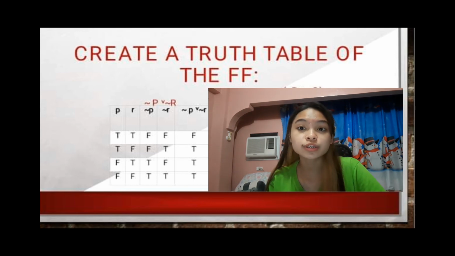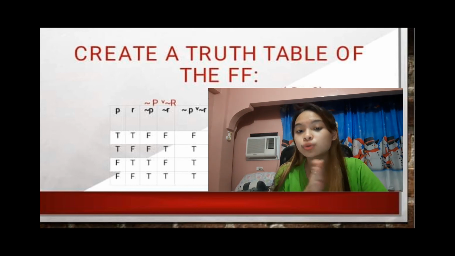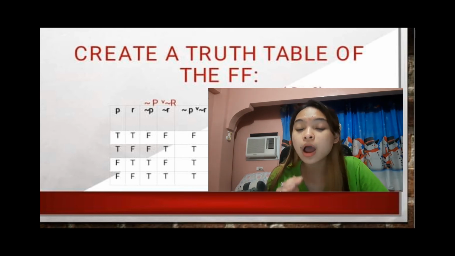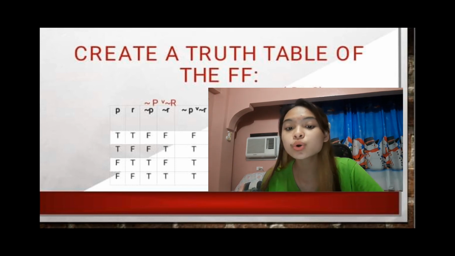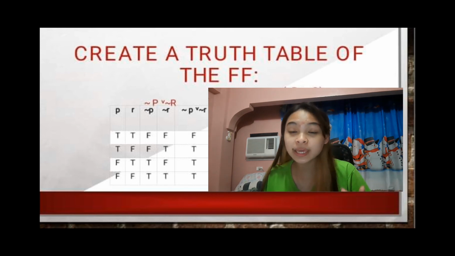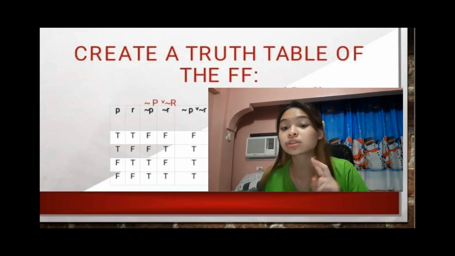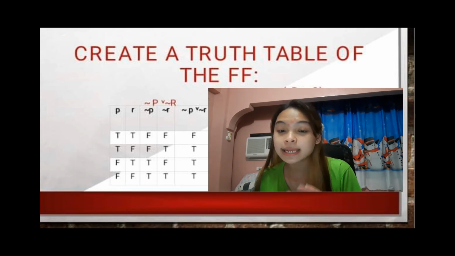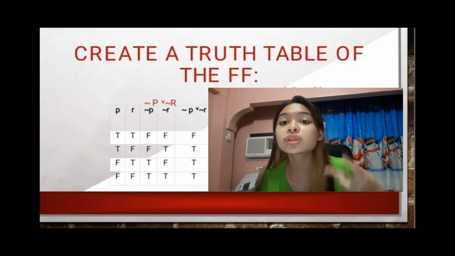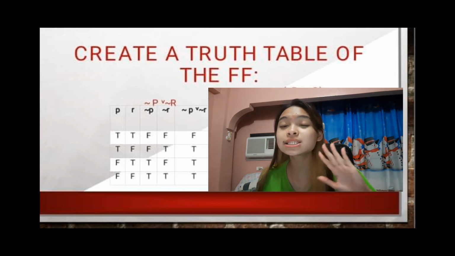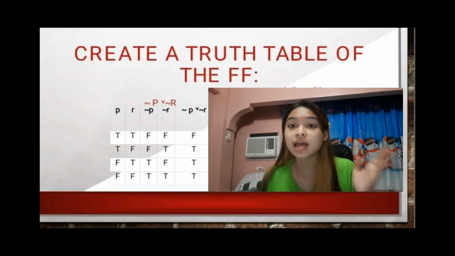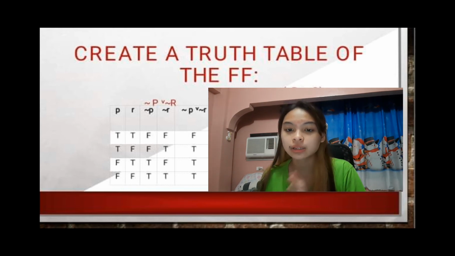Then not R. So again, you focus on R, not on P. So R is true, the not R is false. Then false, true, true, false, false, true. The next is you combine na. You combine the not P or not R. So because you have the not P and not R na, you'll combine each na. Then you will focus on the not P and not R. So don't look at P and R. So you focus on not P and not R.